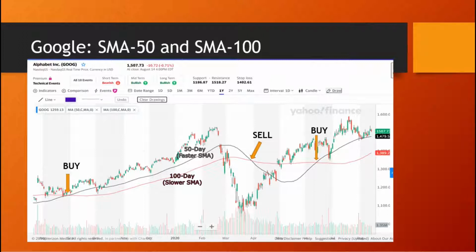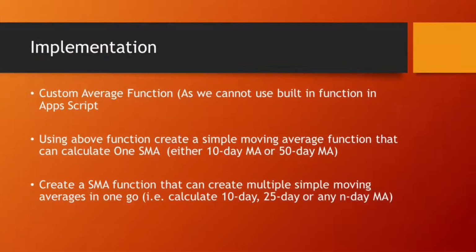When a faster moving average crosses above a slower moving average, that signals a buy, and when it crosses below the slower moving average, that is a signal to sell. This is just one of the uses of SMA.